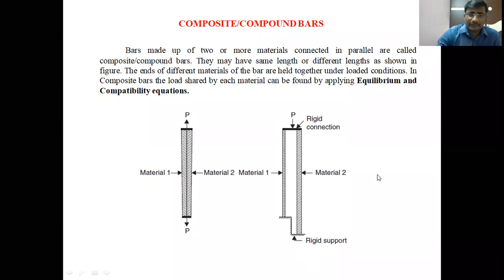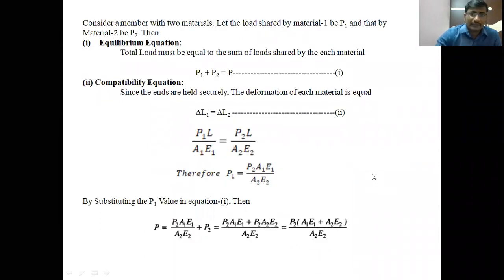Let us go to the equations, that is the equilibrium equations and compatibility equations. So here, consider a member with two materials. Let the load shared by material 1 be P1, and that by material 2 be P2. As we know, the total load applied on the member is P.